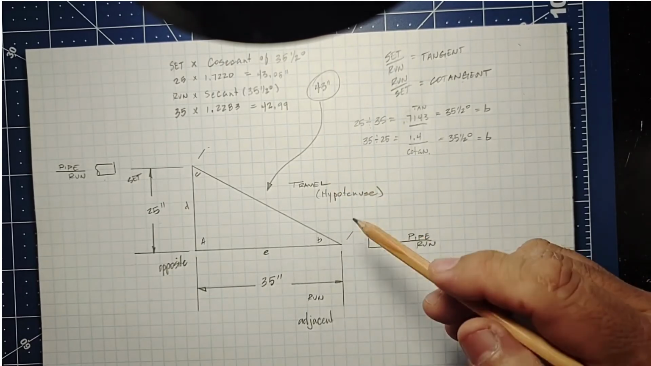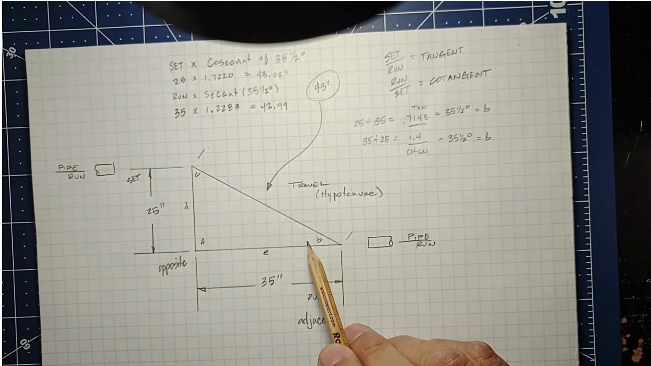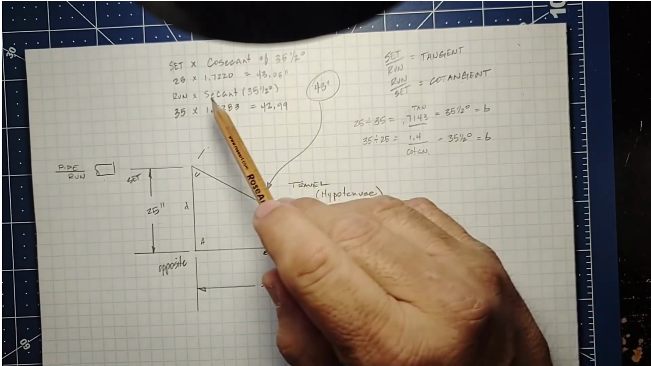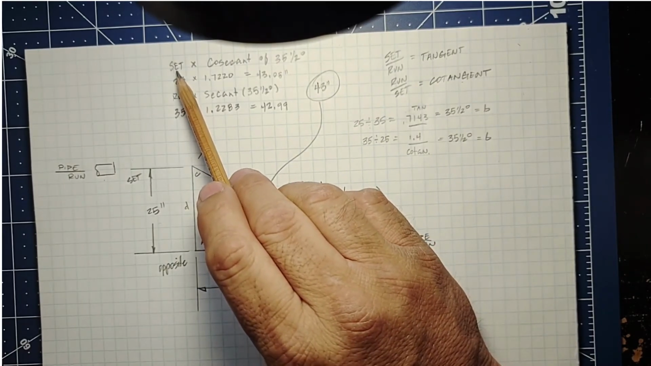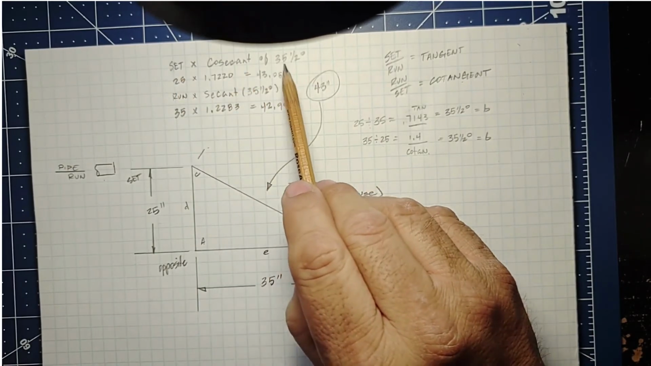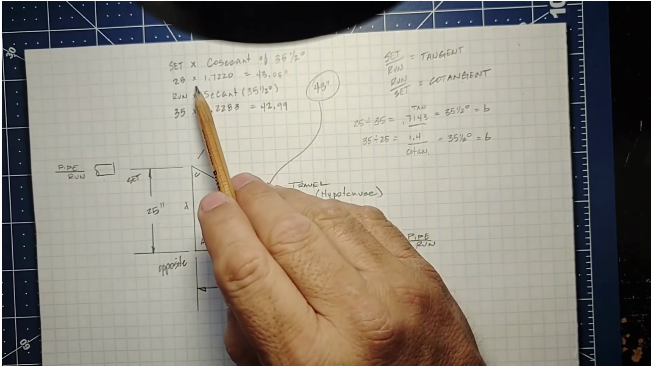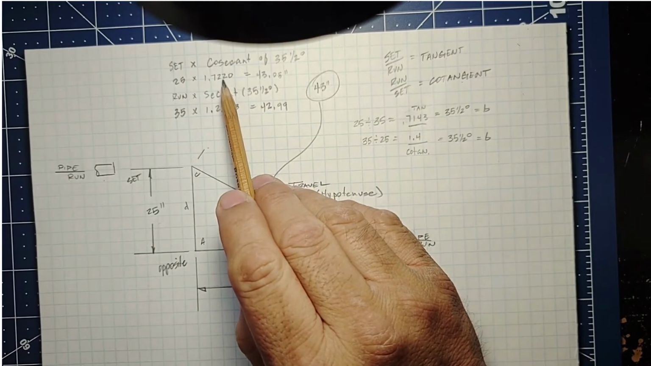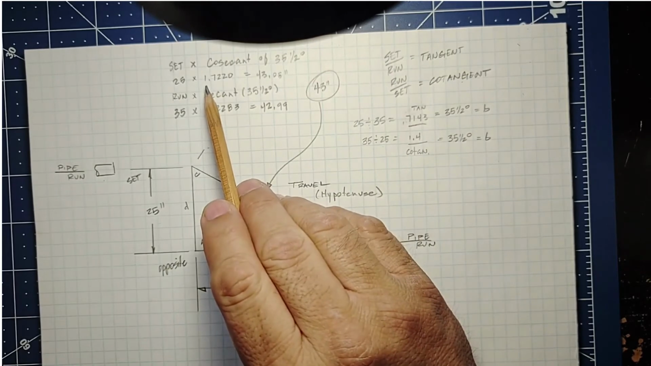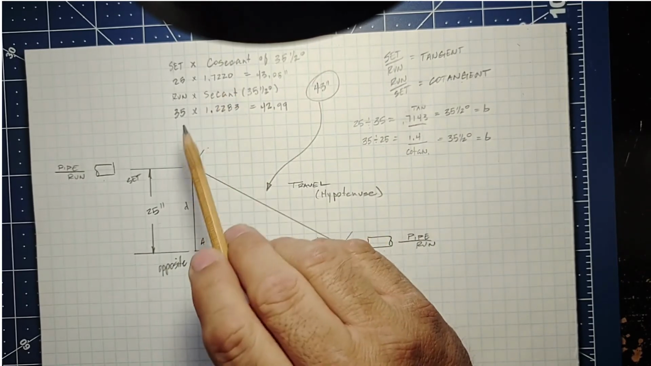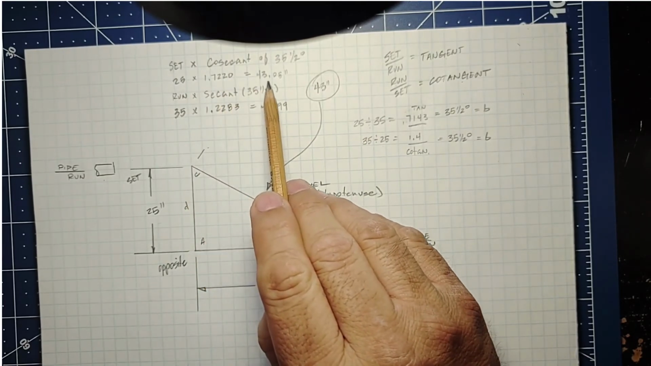Now for us to figure out length of travel, now that we have an angle here, here's the formula to figure out travel. It is set times cosecant of 35.5 degrees. We know 25, here's our set. If you go to your trig table and look at the cosecant of 35.5 degrees, that's going to give you a multiplier of 1.7220. So 25 times 1.7220 equals 43.05.